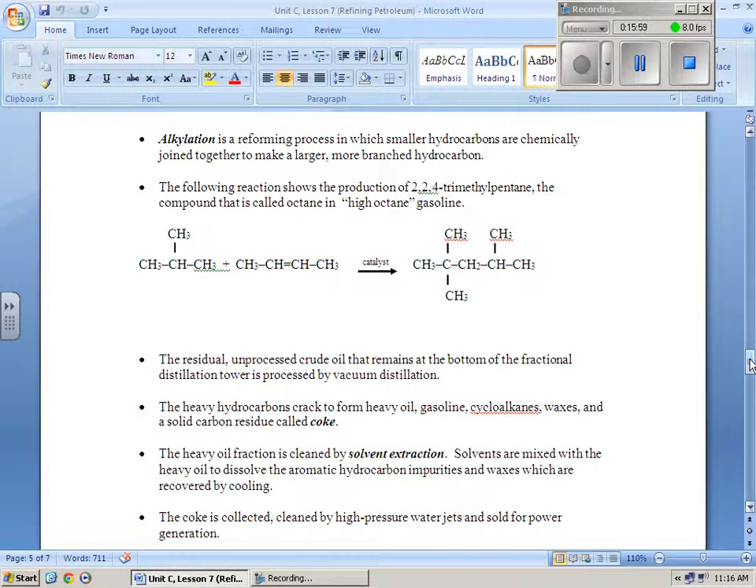And the other one that you will know is alkylation, a reforming process in which smaller hydrocarbons are chemically joined together to make a larger one. So cracking takes a large one and makes two smaller ones. Alkylation takes two smaller ones and makes a larger one, kind of the opposite. Once again, we're not going to focus on these three types here. We have our own reactions that we're going to focus on. They're a little bit simpler than some of these here. We do addition, elimination, substitution, and esterification, the four that we focus on.